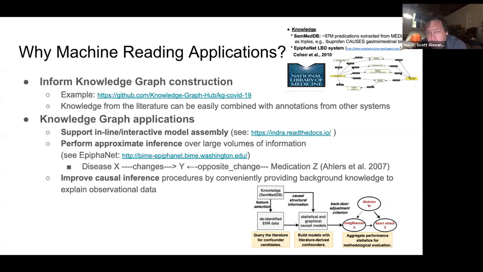We'd like to be able to use the relationships that are extracted to generate novel hypotheses about concepts of interest, about potential, say, treatments or prophylaxis or preventative measures for COVID-19. We'd like to be able to use knowledge graphs to improve causal inference. And that is to say, to be able to take ubiquitous observational data along with relevant background knowledge and improve our models of that data.